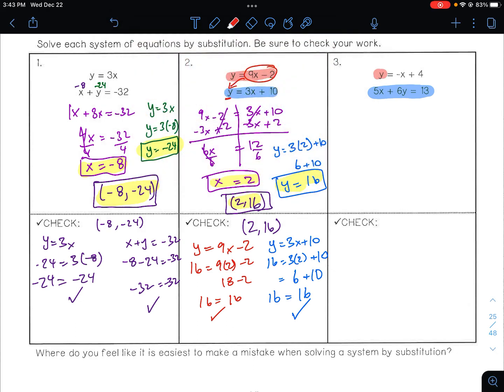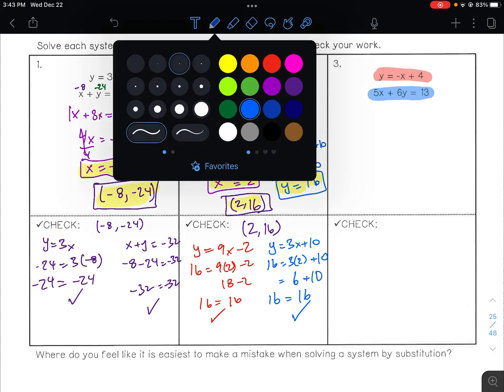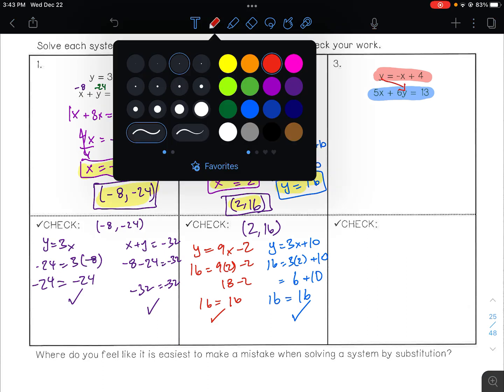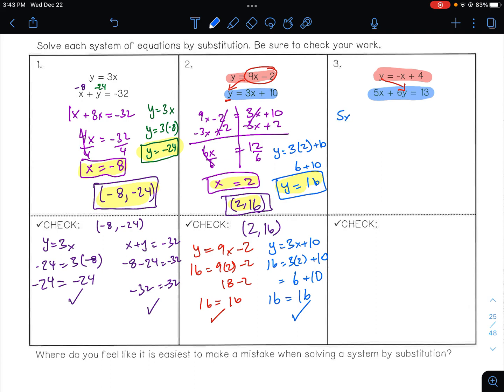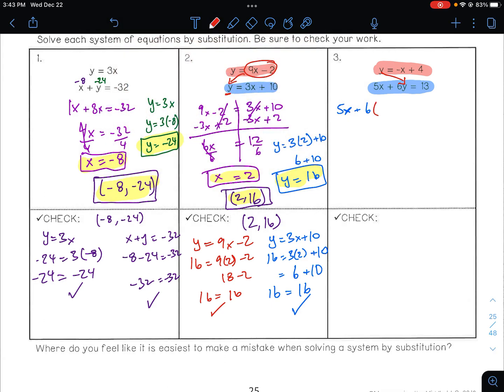Oh, I didn't mark this as red. Let's do it. All right. Y is already isolated right here, so it's actually easier to stick this y down there. So let's take that y and put it in there. Okay, so I'm going to use that blue equation, 5x plus 6y. Now y is going to be replaced by this right here, right? So we need to put in parentheses because it's being multiplied by 6, and it's negative x plus 4.